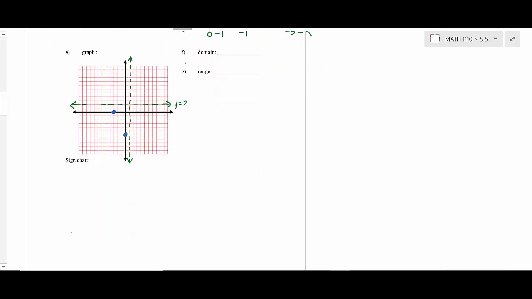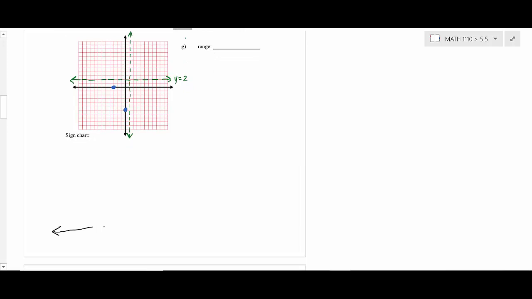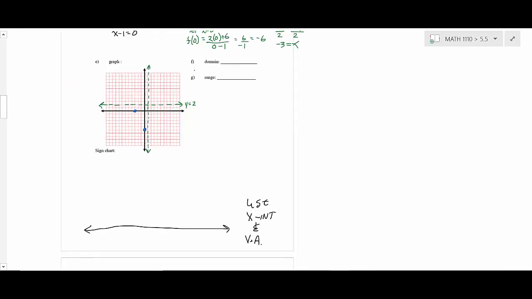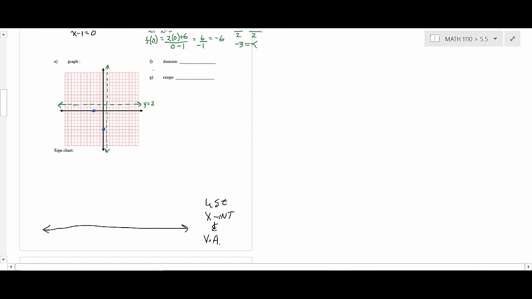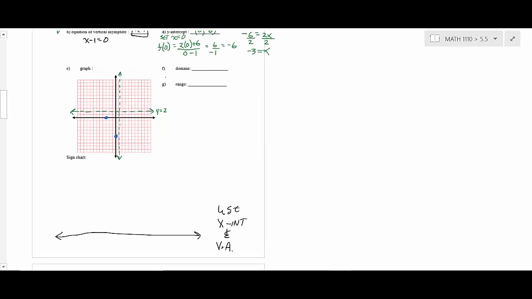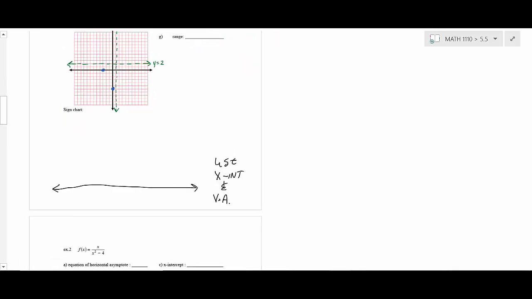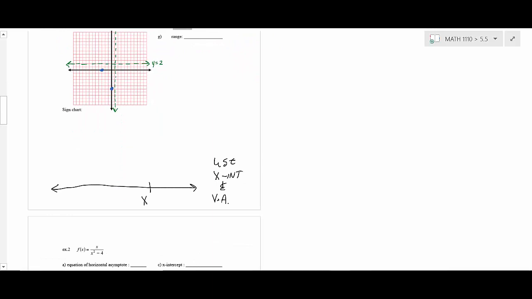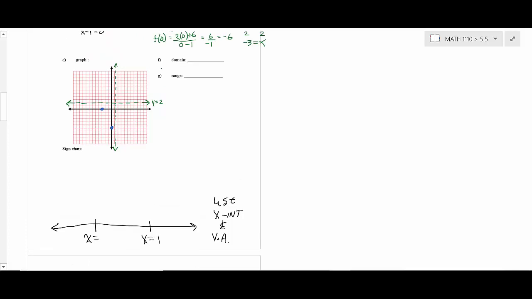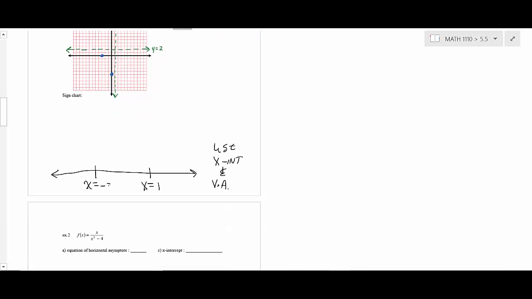So what I want you to do down at the bottom is just draw a number line. And what you always use is X-intercepts. This is something you should write down: use X-intercepts and vertical asymptotes. When you make your sign chart, if you have an X-intercept, you need to pay attention to it. And if you have a vertical asymptote, you need to pay attention to that. So if you go back, it looks like the vertical asymptote was 1, so we'll have x equals 1. And then the x-intercept was, what was that, negative 3. Okay, so we have that.